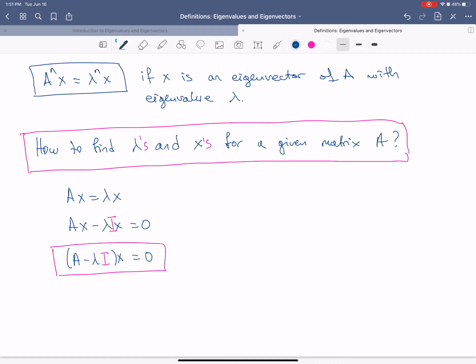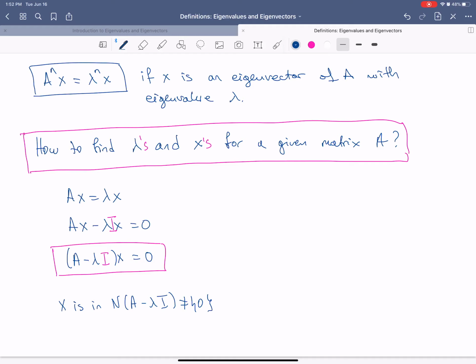Now, this equation tells us a lot about where x is and how to figure out lambda. So the first thing we need to realize is that in order for this to be true, it means that x is in the null space of A minus lambda I. And the second thing is that the null space of A minus lambda I should not be 0. It should be bigger than 0. You can say the 0 vector is an eigenvector of every matrix with any eigenvalue. But really, we're interested in non-zero eigenvectors. So we're interested in non-trivial solutions to this problem.